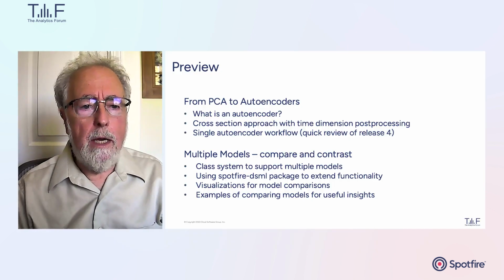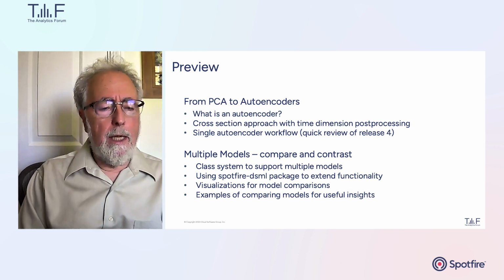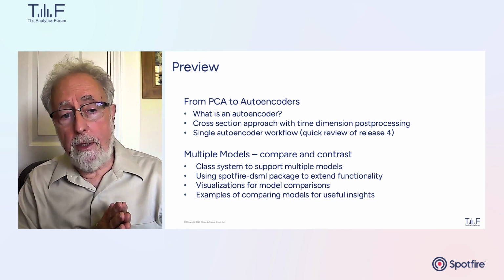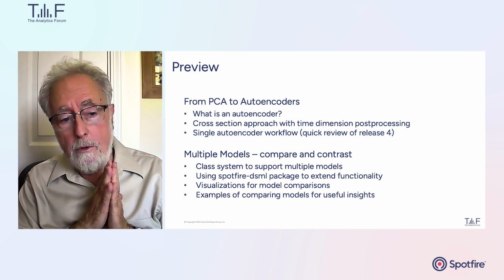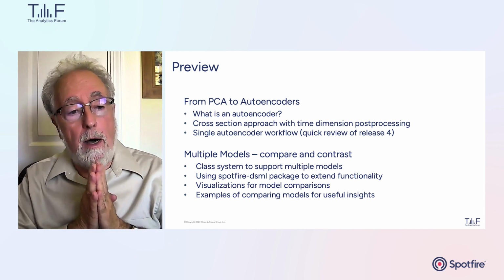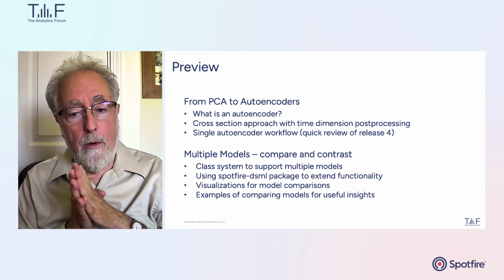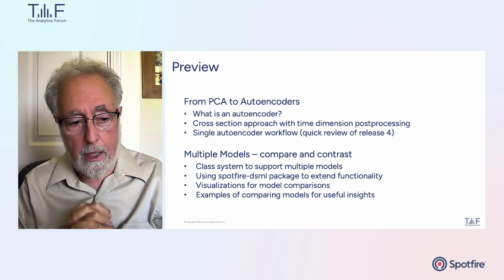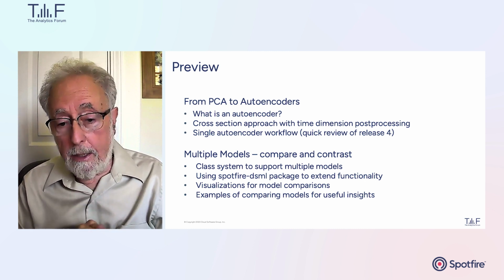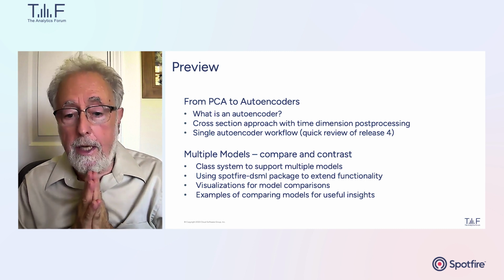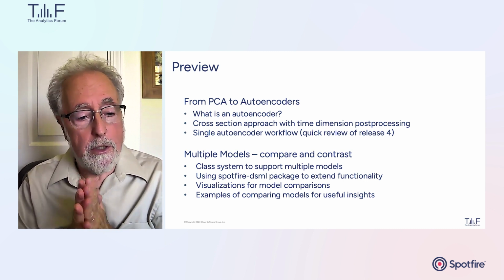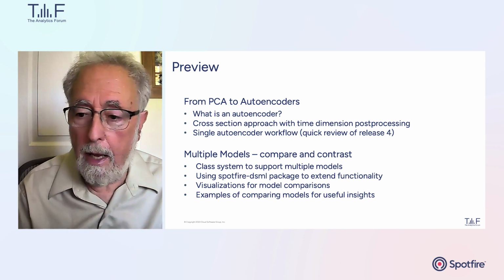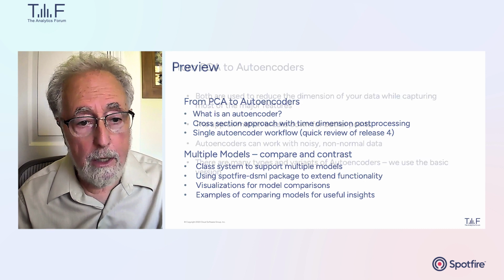Thank you, Tomas. Let me give you a little preview of what I'm going to talk about, building on Tomas's excellent presentation. I'm going to continue to make a comparison between PCA and autoencoders. Then I'm going to look at a workflow of building a single autoencoder, which has been available as release 4. And then I'll go into release 5, which has a number of enhancements that I want to concentrate on: the ability to build multiple models in a single run, a class system to support that, and using other packages to expand on it. And then we'll have a look at some of the model comparison visualizations and some actual examples of different data sets run through here.